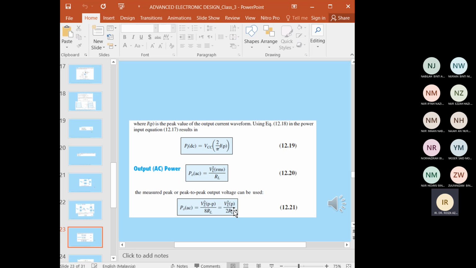So you need to make a note here. You can calculate using either the peak to peak output voltage or the peak voltage, but the division is different. If you use peak to peak, you divide by 8 RL, while for peak, you just divide by 2 RL.